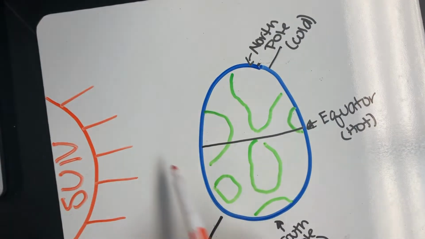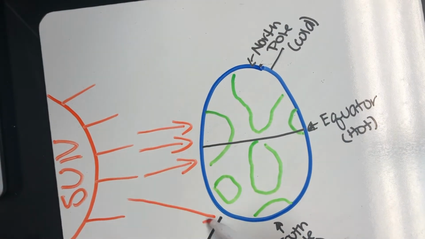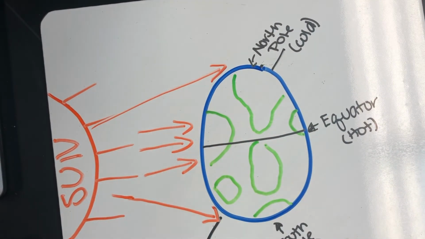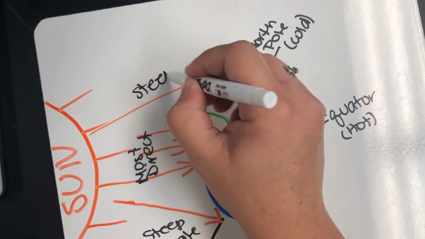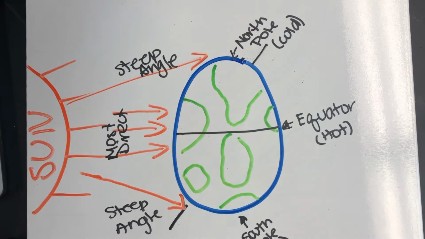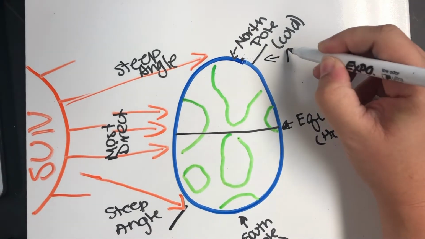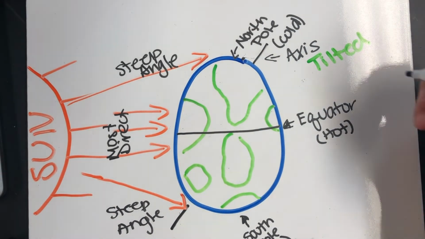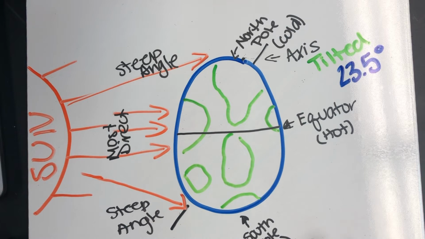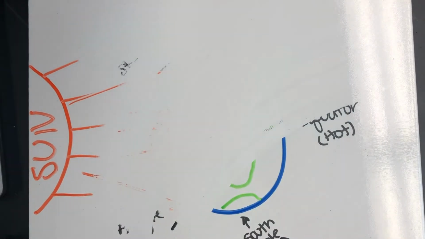This variation in temperature is due to the amount of direct sunlight the Earth receives. The equator receives the most direct sunlight, while sunlight arrives at a steep angle near the poles. This is also due to the fact that the Earth's axis is tilted at an angle of 23.5 degrees. If the axis were straight up and down, temperatures would remain fairly constant year-round. There would be no seasons.